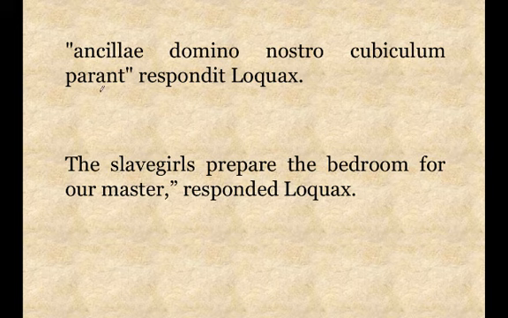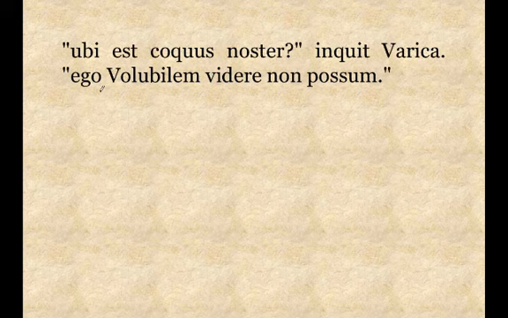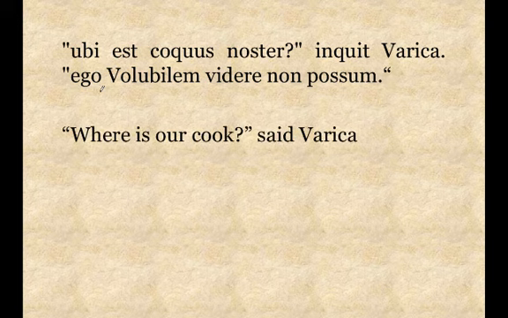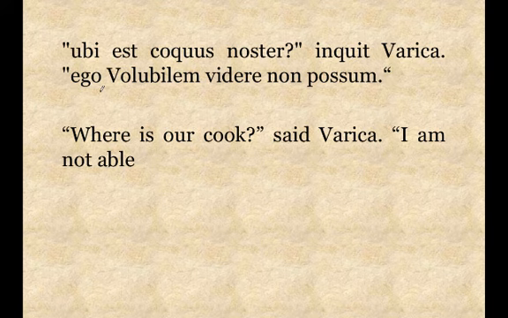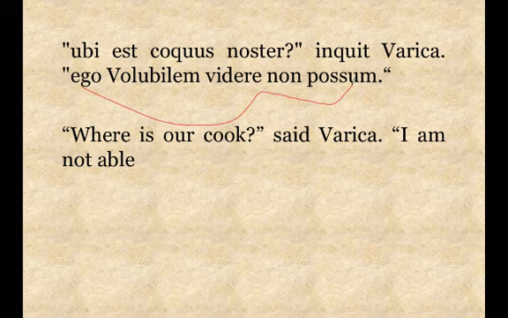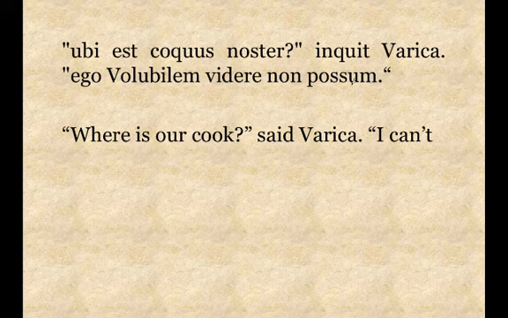Ubi est coquus noster, inquit Varica, ego volubilem videre non possum. Where is our cook? Said Varica. I am not able, ego non possum. Again, that's one option, ego non possum. I am not able. What would be more natural English? I can't. I can't, and the action, of course, is carried out with an infinitive. I can't see Volubilis.